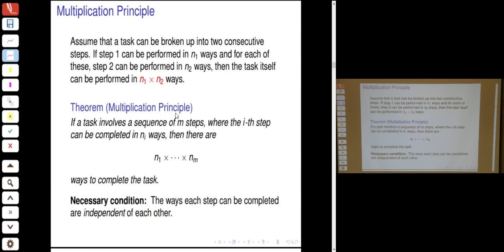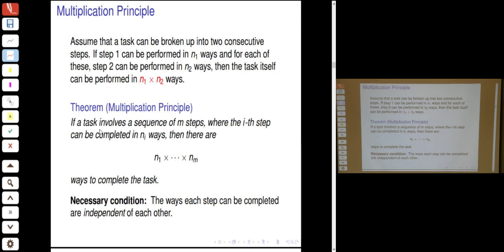So there are a number of ways in which I can reach this intermediate stop, and then from the intermediate stop, there are a number of ways in which I can reach the final destination. So suppose there are n1 ways of reaching the intermediate stop and n2 ways of reaching the final destination from the intermediate stop. Then the total number of ways of reaching the final destination from where I start is n1 ways of reaching the intermediate stop times, for each of the n1 ways, n2 ways of reaching the final destination, which is n1 times n2 ways. Okay.